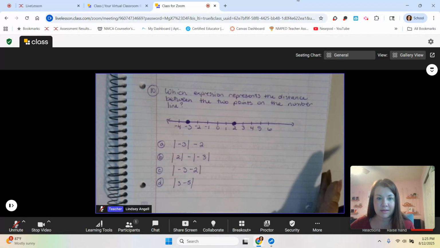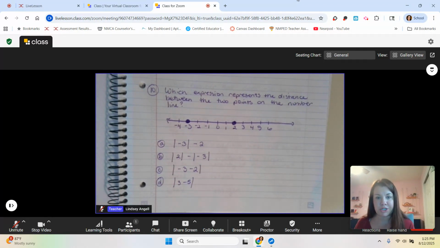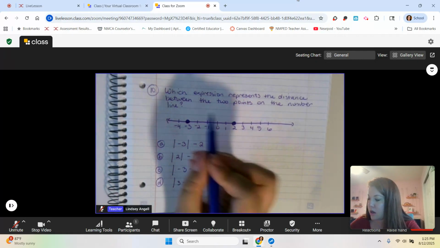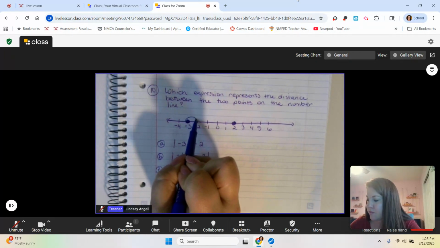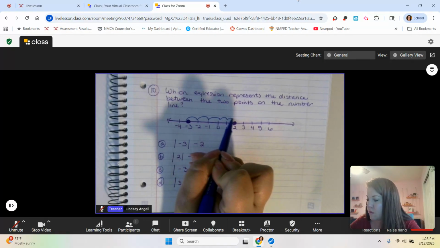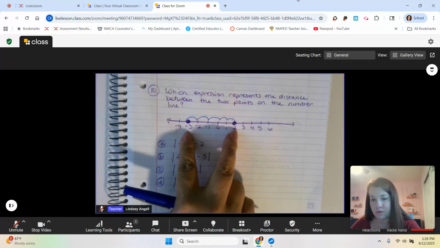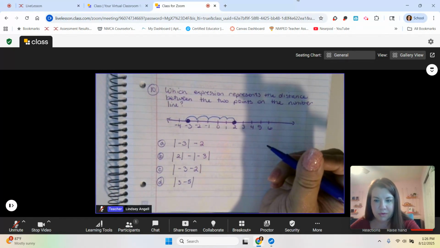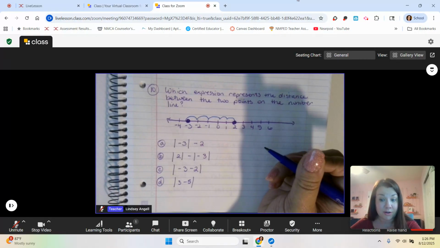Last one, we made it. Number 10, which expression represents the distance between the 2 points on the number line? All right. So this is like solving problems using absolute value. The nice thing about a problem like this is it shows you the distance between them. So we know that we need to have a distance of 1, 2, 3, 4, 5 places between -3 and 2. So we need to solve these, and whichever one has an answer of 5, that's going to be our final answer.